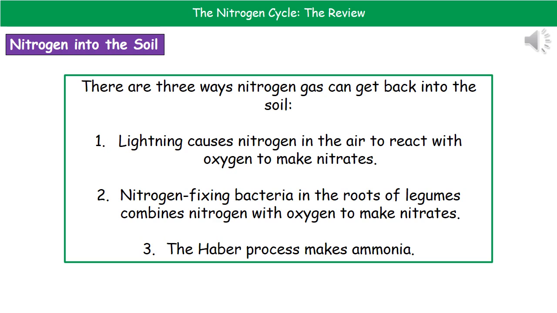The third and final way is through human interaction, where we use the Haber process to make ammonia. And obviously that means that we can generate any number of fertilizers from that, which we can return to the soil.